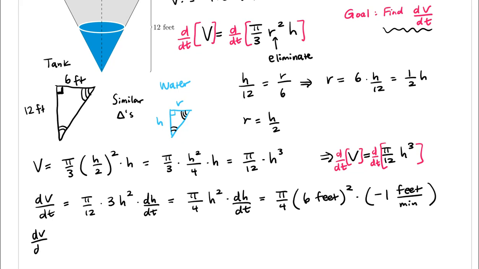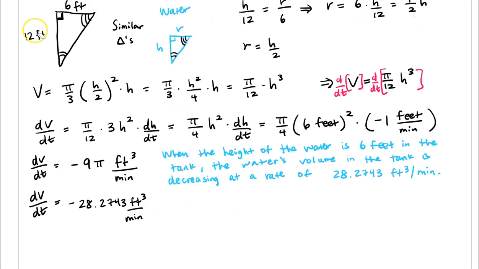If we simplify this, we get dV/dt is equal to 6 squared is 36. 36 divided by 4 is 9, and so this is going to simplify to negative 9 pi cubic feet per minute, which we expected because this is volume, and volume is measured in cubic feet. So let's write a sentence to interpret our answer. When the height of the water is 6 feet in the tank, the water's volume in the tank is decreasing at a rate of 28.2743 cubic feet per minute.